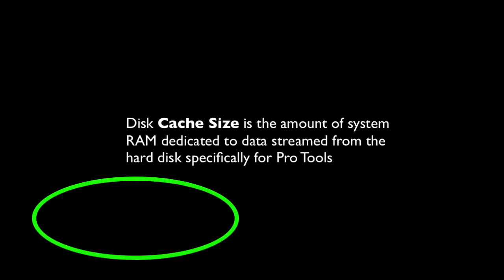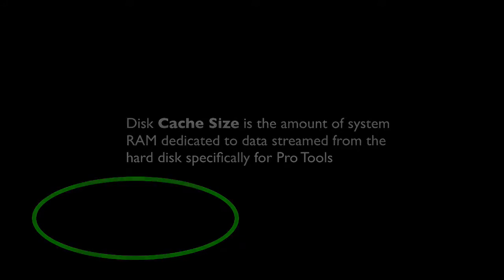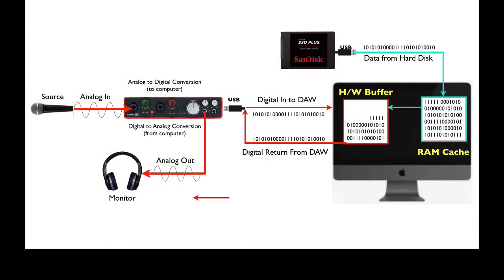Disk cache size, right here, is the amount of computer RAM you have dedicated to Pro Tools for playback. In other words, the audio that you're recording and playing back goes into RAM first. This can minimize problems with slower hard drives, older hard drives, or badly fragmented hard drives. And of course, it is changeable from the normal setting to anything from 256 megabytes to 12 gigabytes. Typically, the normal setting will suffice for just about anything that you want to do.